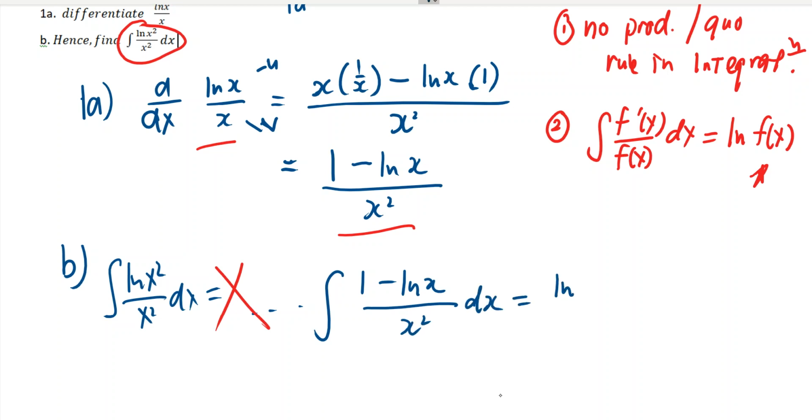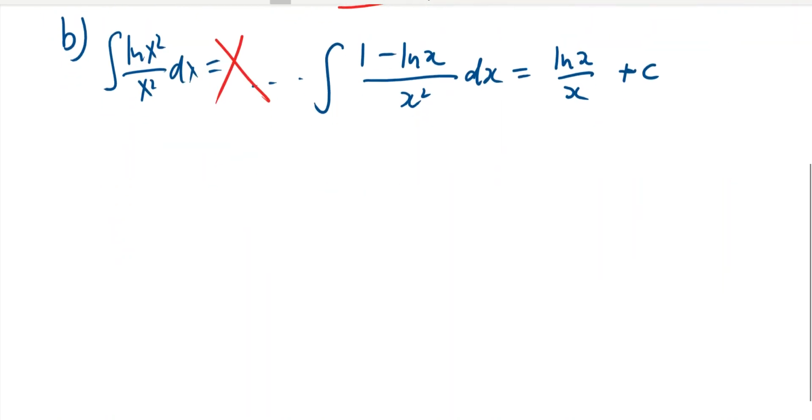I will get ln x over x, with a plus c behind. So that's understanding the opposite of integration. If you differentiate ln x over x, you get this. So when you integrate the result, you get back ln x over x. Now once you have this already, then recall what your question is.